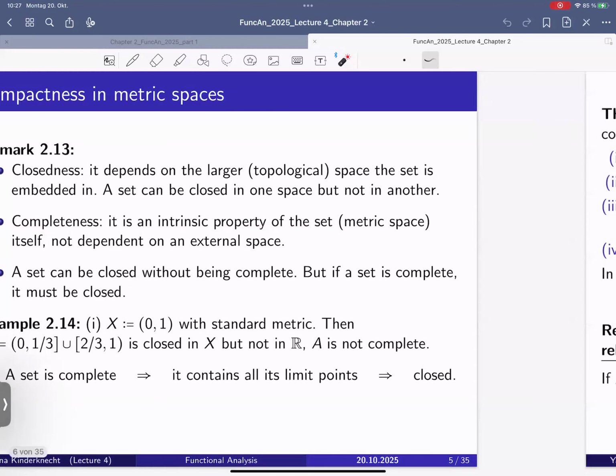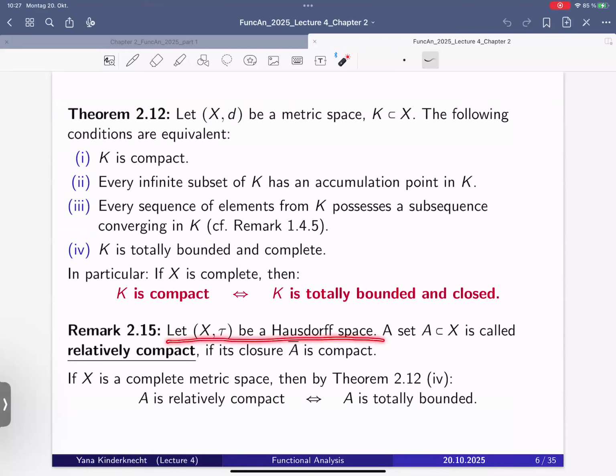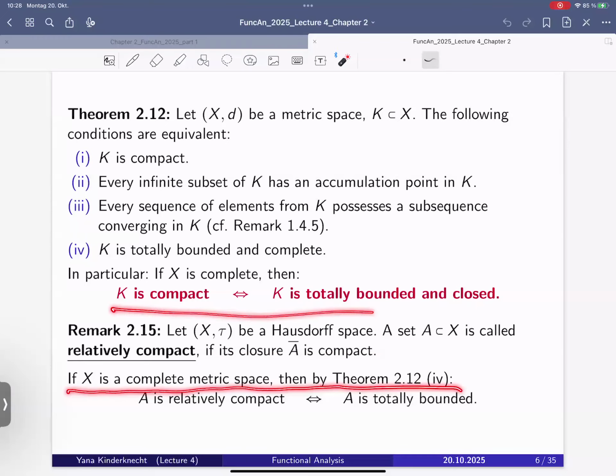And let us go to a small remark. Let X be a Hausdorff space with a topology tau. A subset of X is called relatively compact if its closure is compact. Sometimes instead of relatively compact, people say pre-compact. Different authors use different terminology, but relatively compact or pre-compact is about this statement. So if X is a complete metric space, then due to this statement, a set is relatively compact if and only if it is bounded. We remember that last time we discussed that if a set is totally bounded, then its closure is also totally bounded, with the same epsilon net. So everything is fine here, and we can go further.